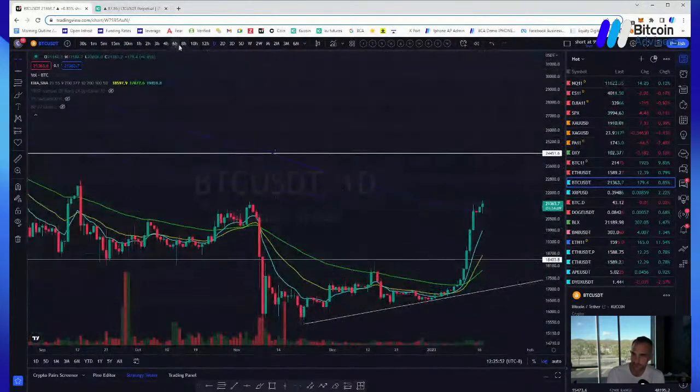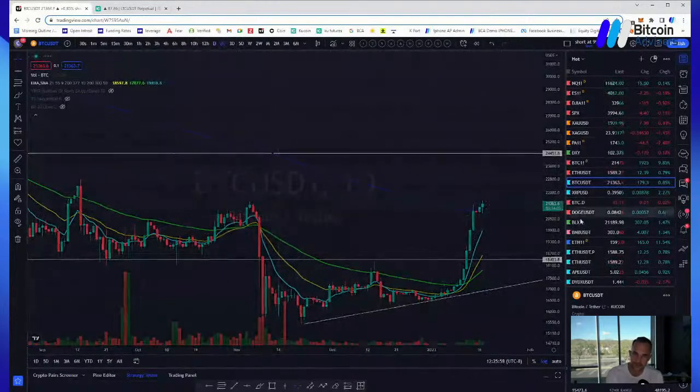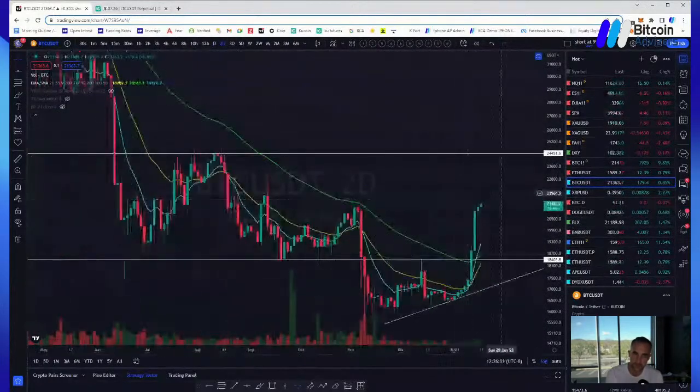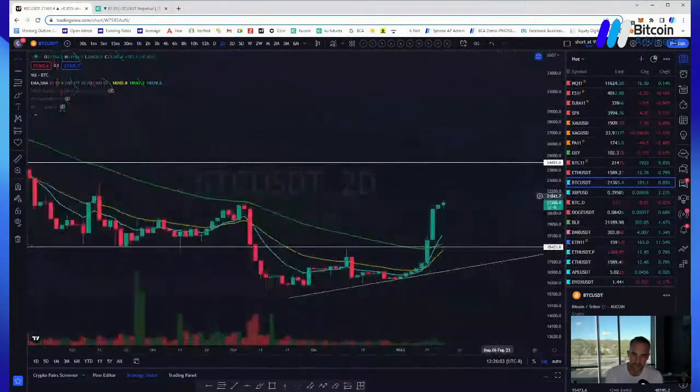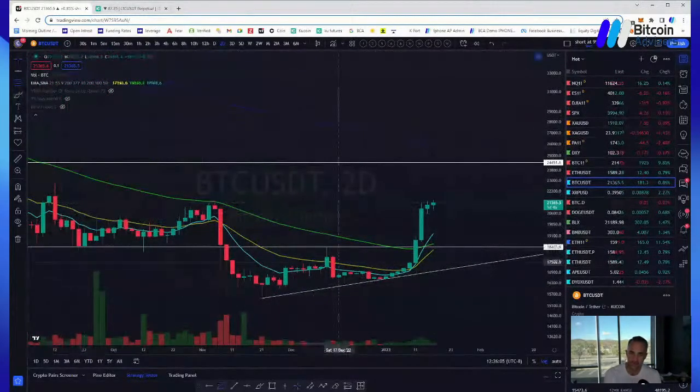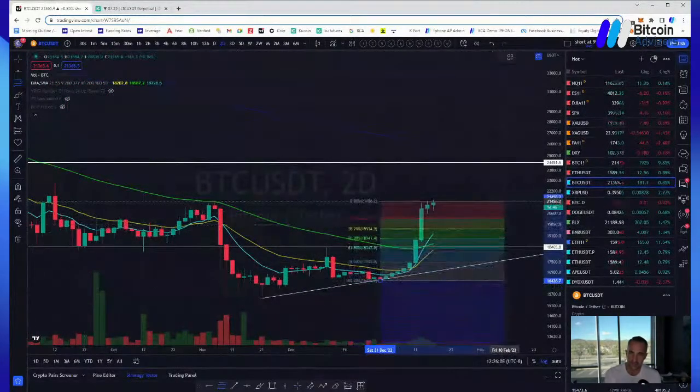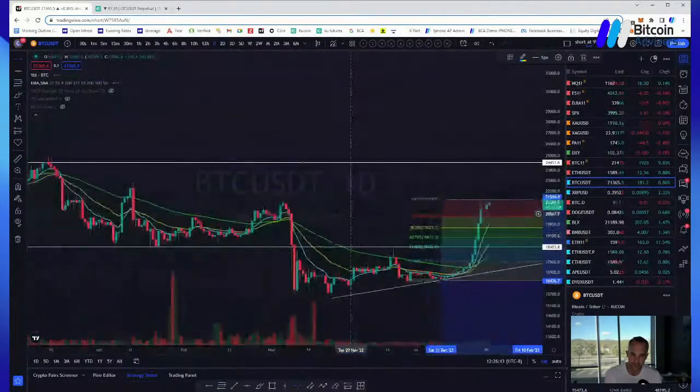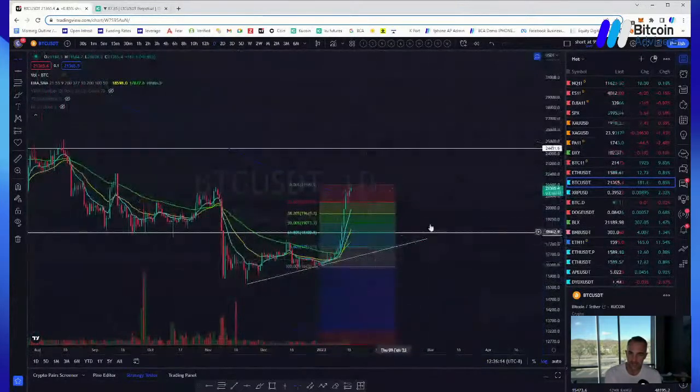So I guess what I'm trying to say is this. As long as Bitcoin is above this pivot right here, and an easy way to use it is on the daily time frame, from the low to the high, as long as we are above this level, the 382, I am looking for some more upside.